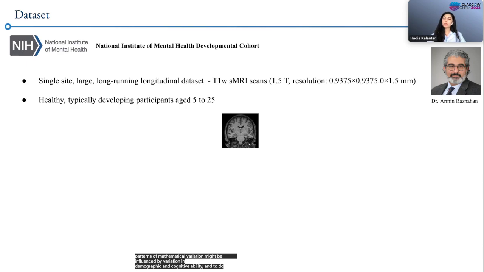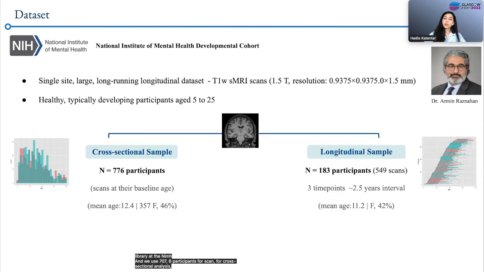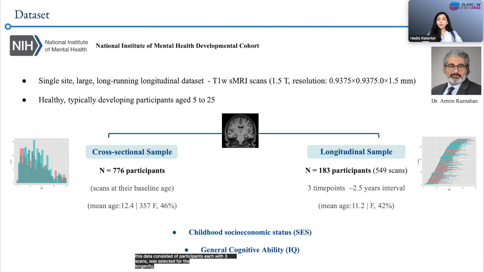To do so, we've used a sample of structural T1 MR images of typically developing participants aged 5 to 25, provided by our collaborator at the NIMH. We used 776 participants per scan for the cross-sectional analysis, and a longitudinal subset of this data, consisting of participants each with 3 scans, was selected for the longitudinal analysis. Notably, this dataset included participants' socio-economic and cognitive data.